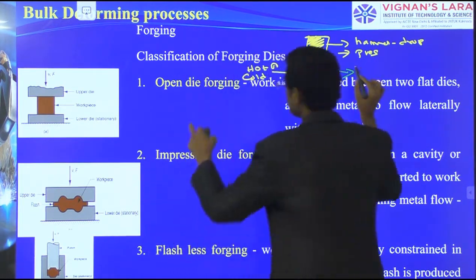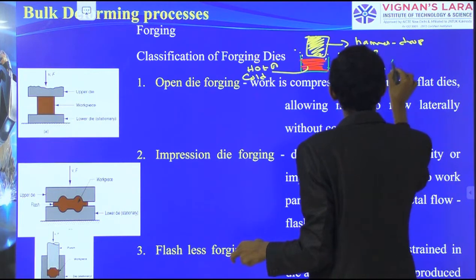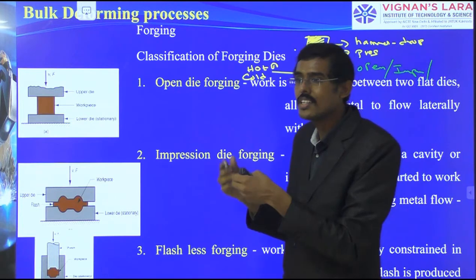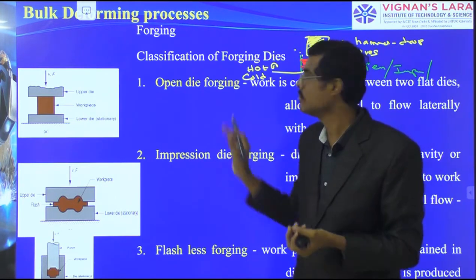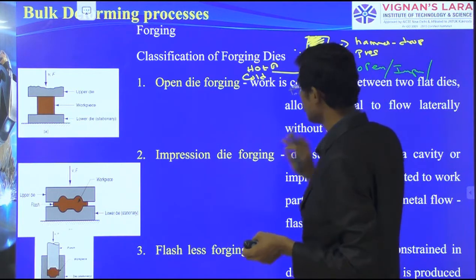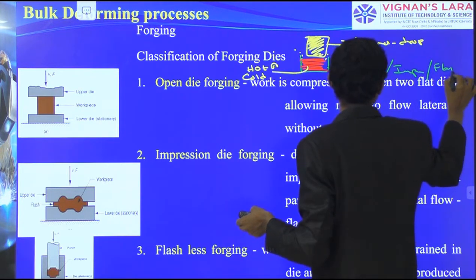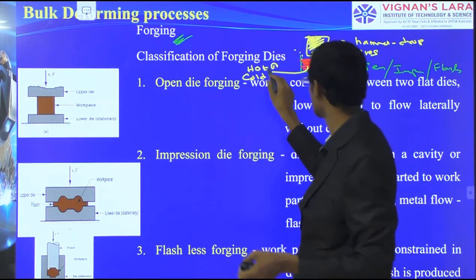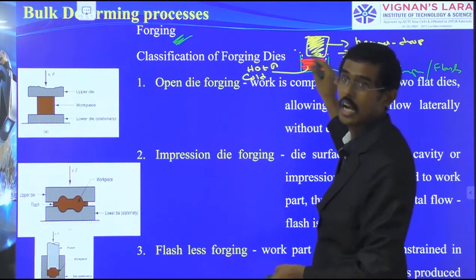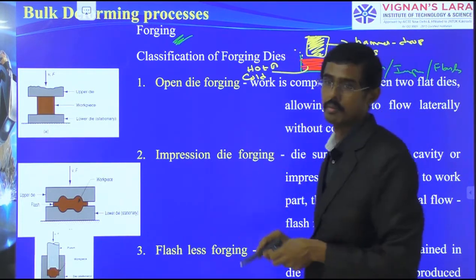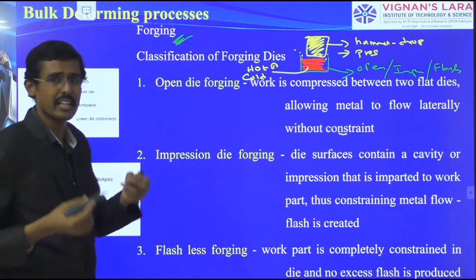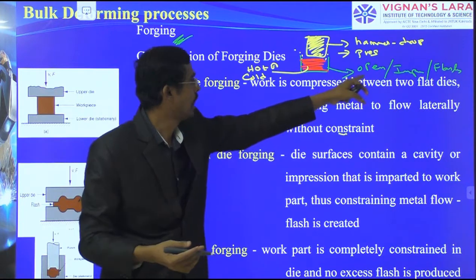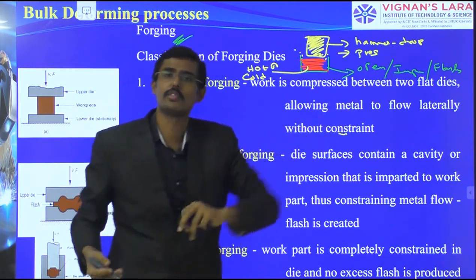In terms of die, maybe open die, impression die, or flashless die, meaning in what shape the die is going to be kept. So in these three categories I can divide this forging treatment with respect to hot or cold, with respect to hammering treatment, with respect to type of die. So I am dividing this into open, impression and flashless forging at first.